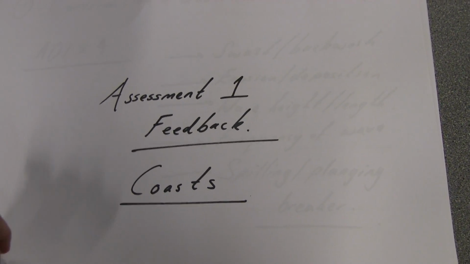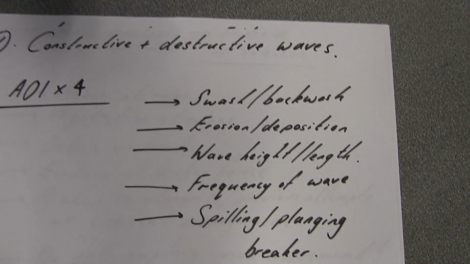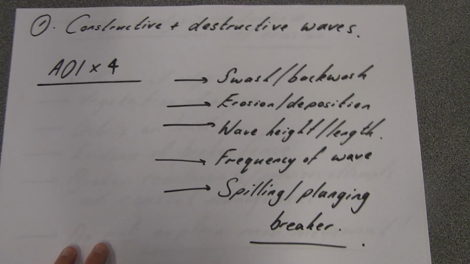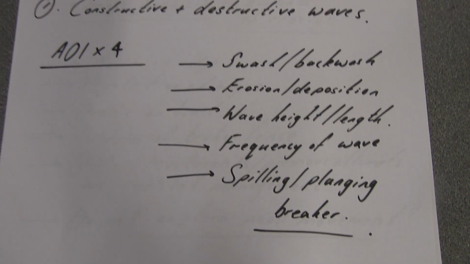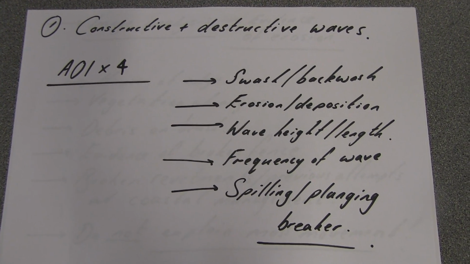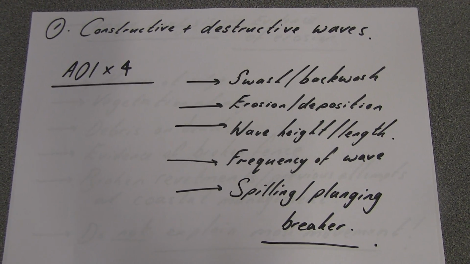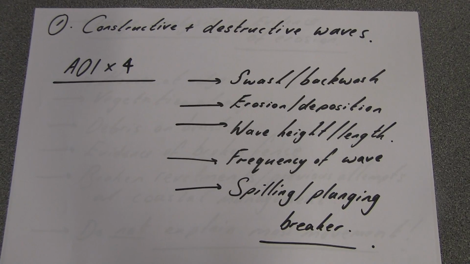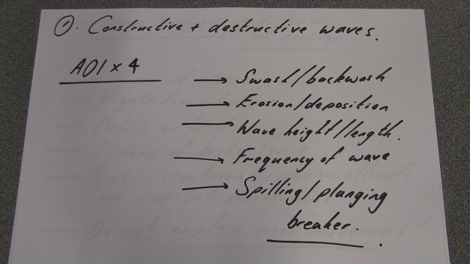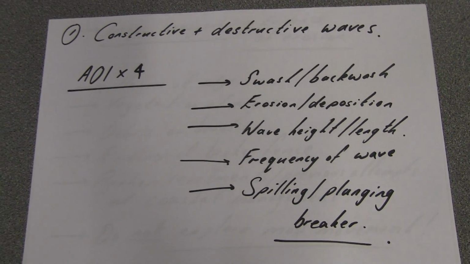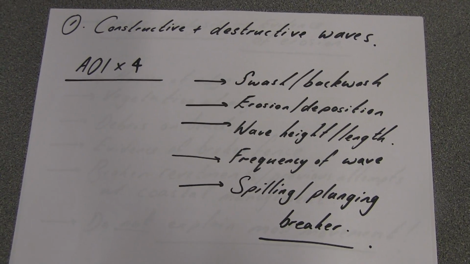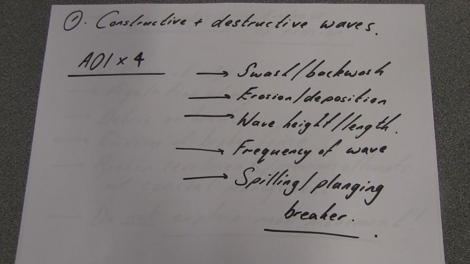Okay, what I'm going to do is go through this paper question by question. Now the first question that you had to answer is one that we've talked about in class. It was all about constructive and destructive waves. The question asked you for the differences between constructive and destructive waves, and it was a 4-mark question, assessment objective 1, which is all about your knowledge.